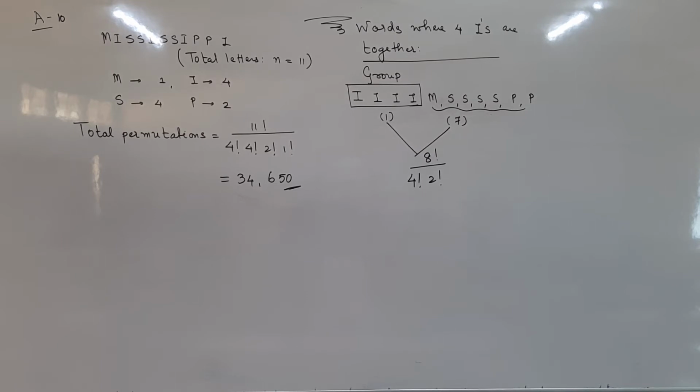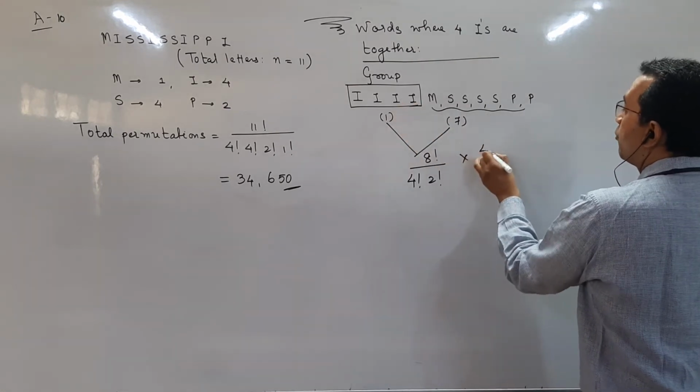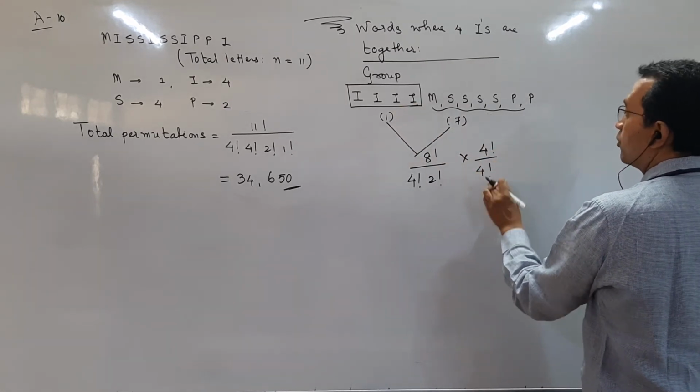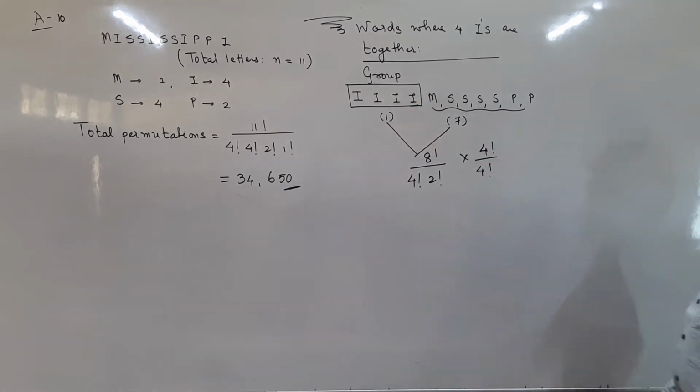Once again, we have to keep 4 I's together. So I am grouping all 4 I's as only one letter. Remaining are 7. Check, 7 plus 1, 8 letters can be arranged in 8 factorial ways. But in these 8 letters, S is repeated 4 times and P is repeated twice. So this is total. Now we have to multiply by the arrangement of the group. In this group we have 4 I's, so 4 factorial upon 4 factorial, because these 4 I's are repeated 4 times.